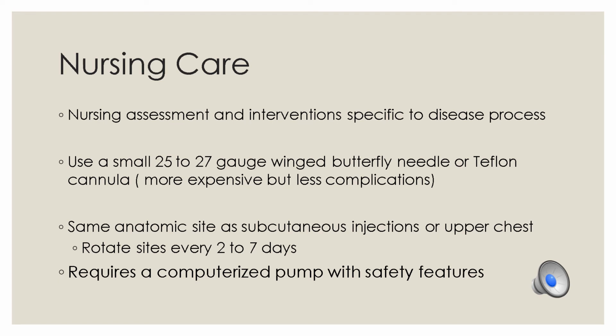It uses a small 25 to 27 gauge wing butterfly needle or a Teflon cannula. The Teflon cannula is more expensive but does have fewer complications. You want to use the same anatomical site as either the subcutaneous injection sites that we use for injections or the upper chest. You want to rotate sites every 2 to 7 days.